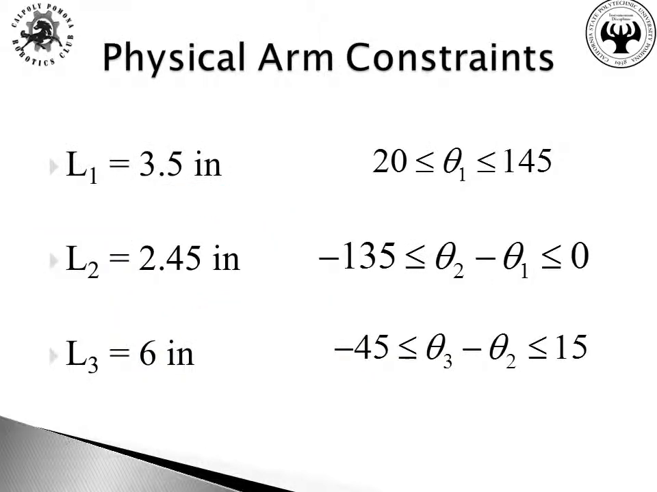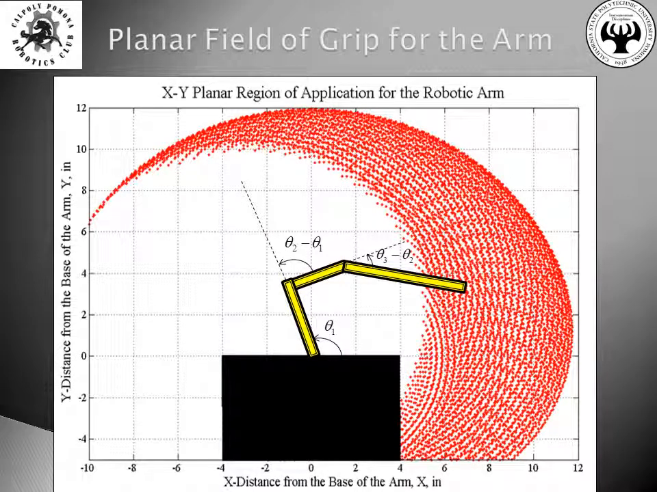In order to calculate these angles, we must first know the physical constraints acting on our arm. In this case, each link has its set length, and each link has a set angular restriction that it cannot go past. Using these restrictions, we can map out an XY planar region of application for the robotic arm. The region denoted in red is the area which the robotic arm can grab in. Outside of this region, however, the robotic arm cannot grab.